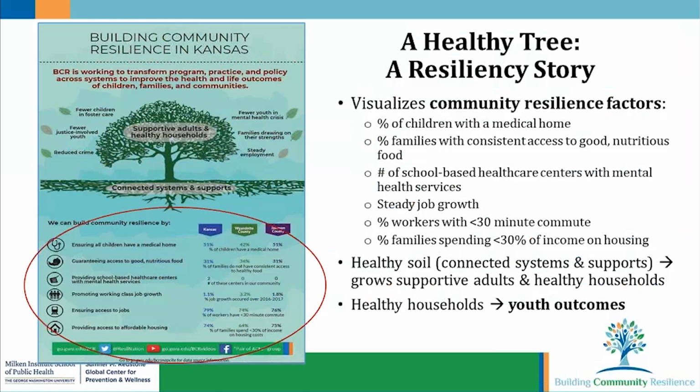This side of the infographic seeks to highlight the community strengths while encouraging ways to continue to enrich the soil and the community environment, which we know can create a network of thriving, connected systems and supports for families. These environments can then grow supportive, healthy children and adults, which we know yields the outcomes we're all looking for: fewer youth in mental health crises, reduced crime, fewer justice-involved youth, fewer children in foster care, and families being able to draw on their strengths.